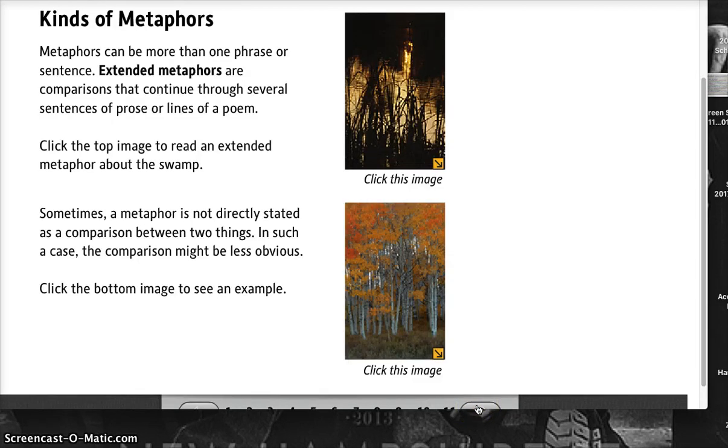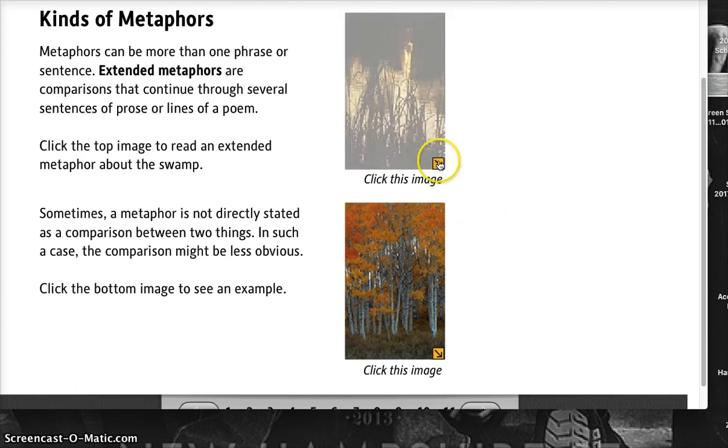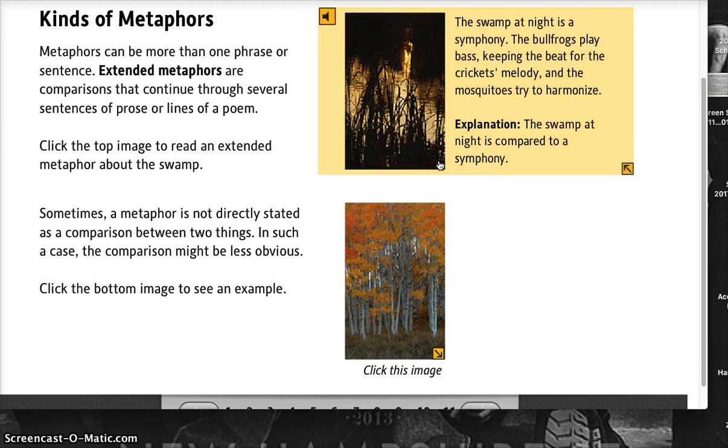Metaphors can be more than one phrase or sentence. Extended metaphors are comparisons that continue through several sentences of prose or lines of a poem. The swamp at night is a symphony. The bullfrogs play bass, keeping the beat for the cricket's melody, and the mosquitoes try to harmonize. Explanation: the swamp at night is compared to a symphony.